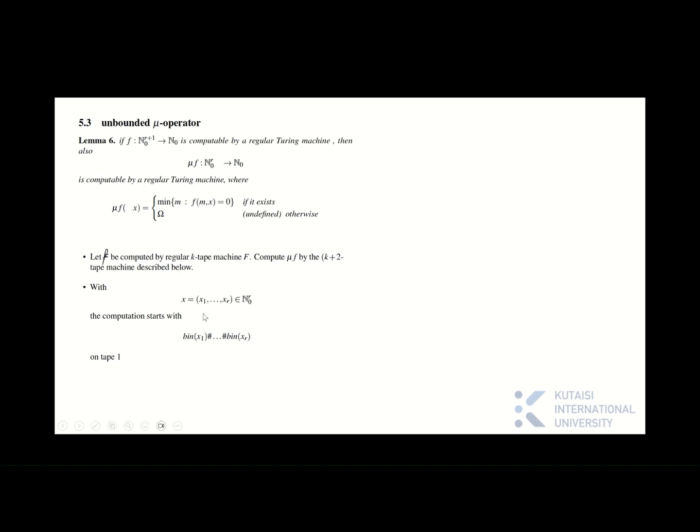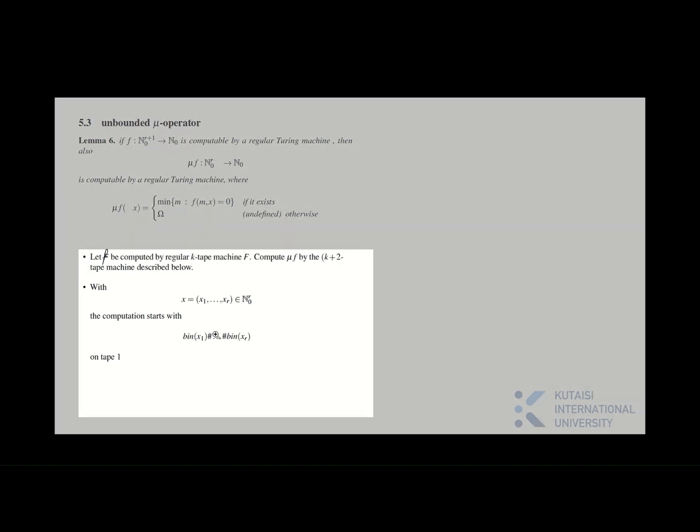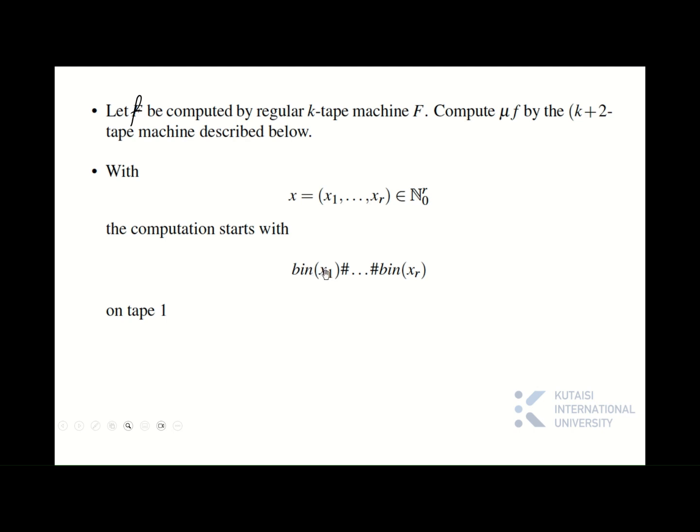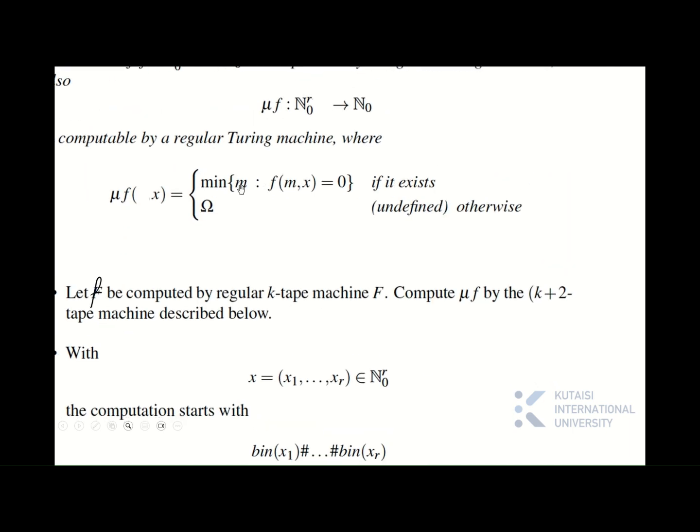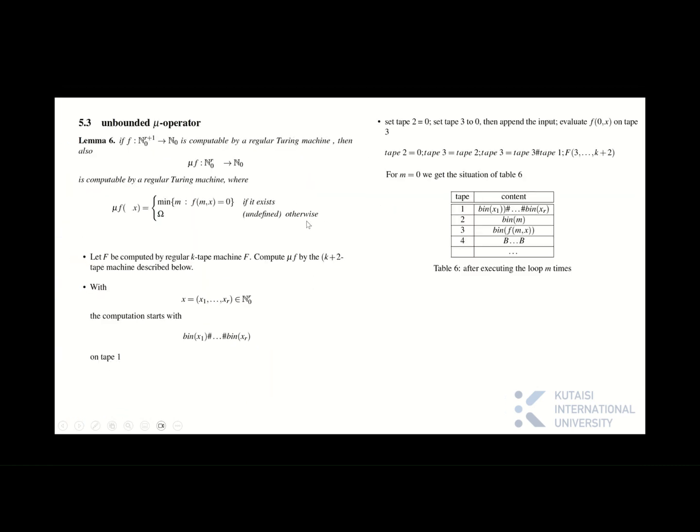So what is the setup now? I start with the input 1 to r. This function takes r many inputs, x1, x2 up to xr, and this is the input on tape 1, the binary representation of x1, binary x2. By the way, we just agree to use binary because in computer science we use zeros and ones, but it doesn't really matter. Think of it as x1, x2, x3 up to xr. I have to run my machine on this and output the first m such that f(m, x) is 0, otherwise I output nothing if it has no solution, so to speak.